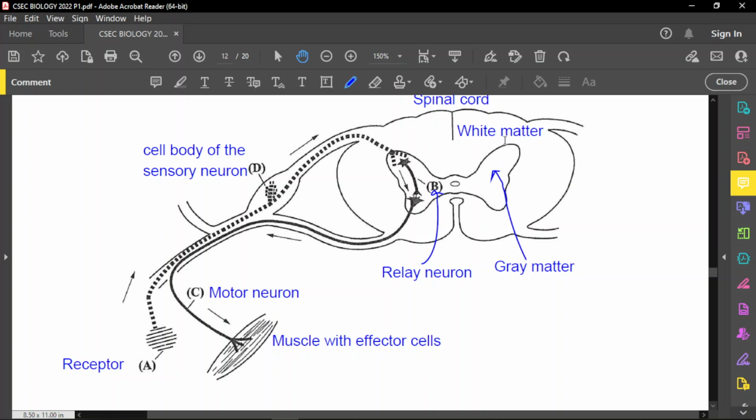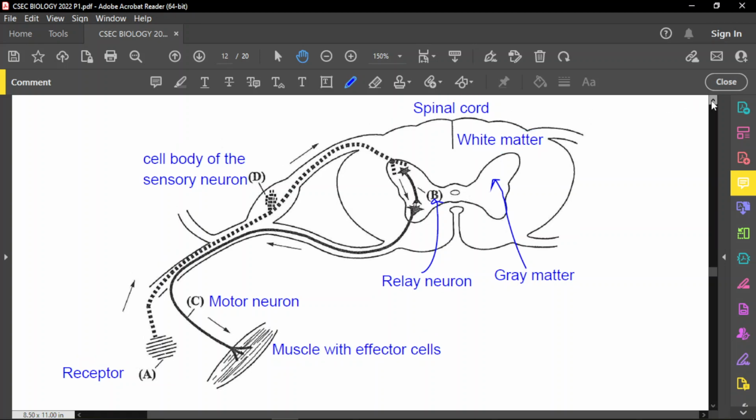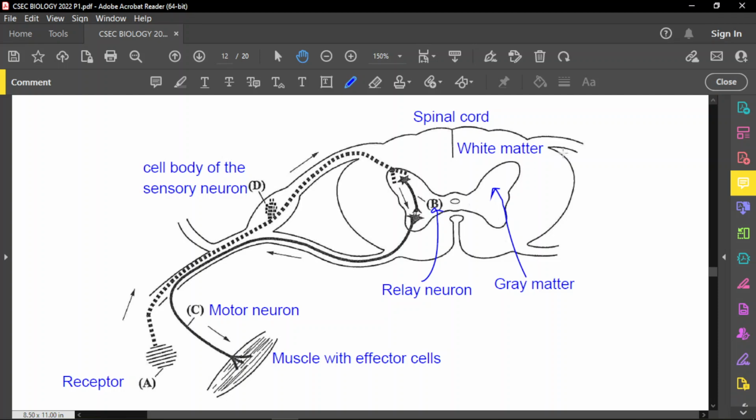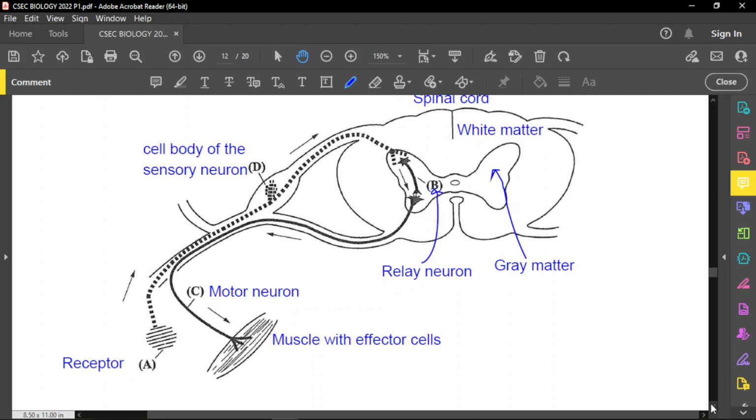Now, a point to note as well: if you notice here, I labeled this as white matter and gray matter. Gray matter is in the central part of the spinal cord, and again, this structure is the spinal cord, as you notice the label on top. The white matter is on the outermost part of the spinal cord. The brain is different. The gray matter is on the outside, the white matter is on the inside. So the brain is opposite to the spinal cord in terms of position of gray matter and white matter. I just want to point that out.